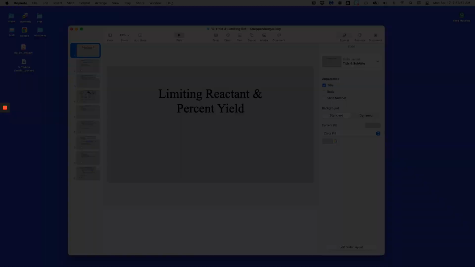All right, so guys, this is it. The date today is the 17th, and the topic for your notes today is limiting reactant and percent yield.